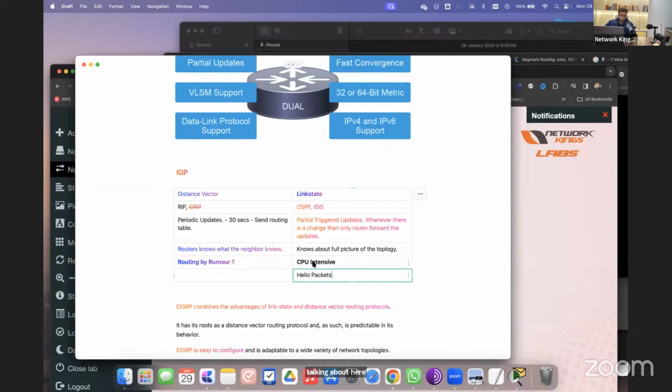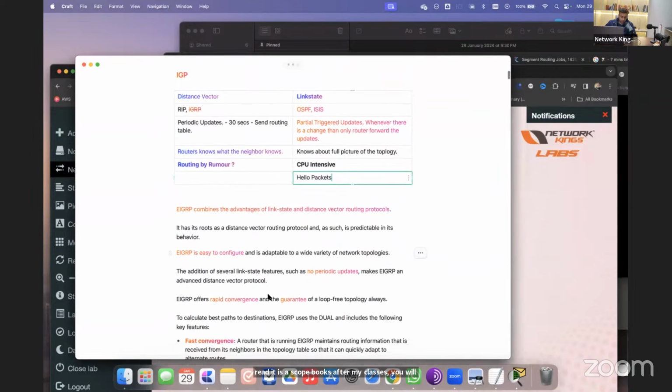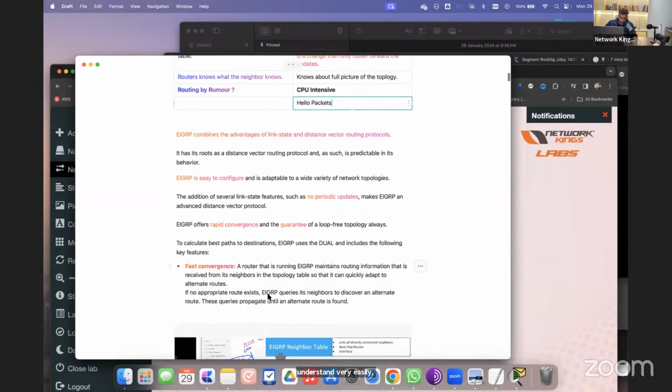See, I try to go in detail so that you get the proper knowledge, you understand the technicalities of the book. Even if you read Cisco books after my classes, you will understand very easily. Okay, so that's what I'm trying to clear.